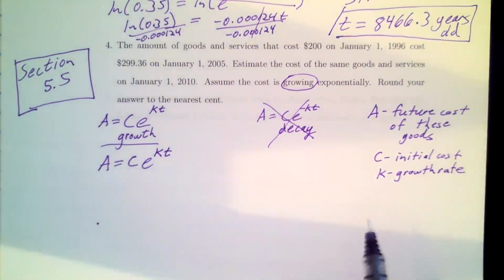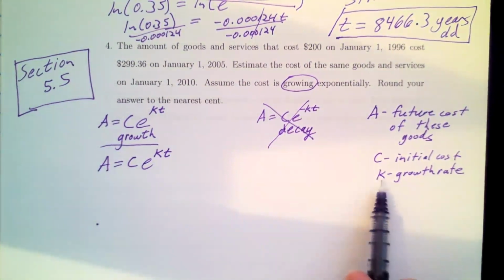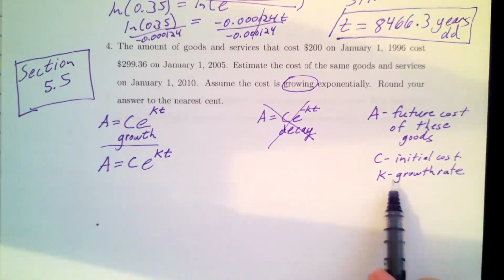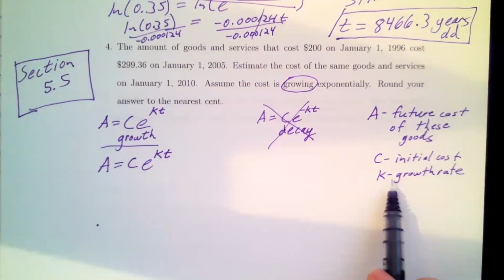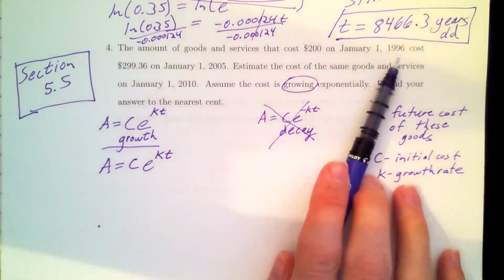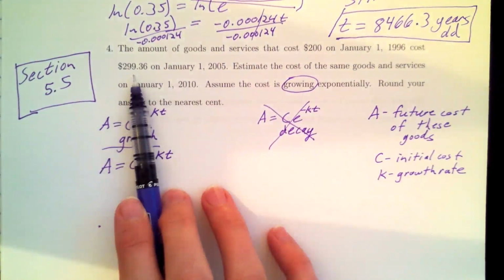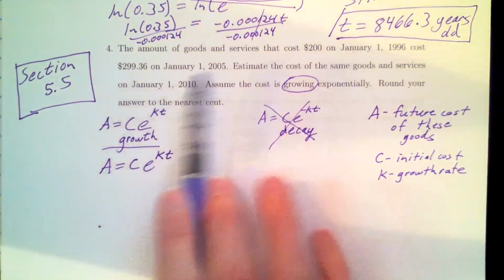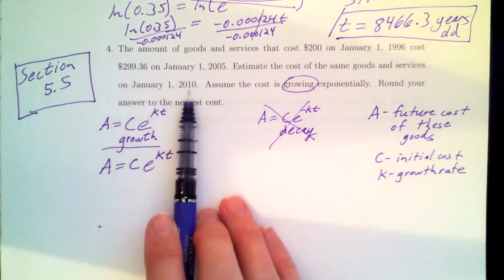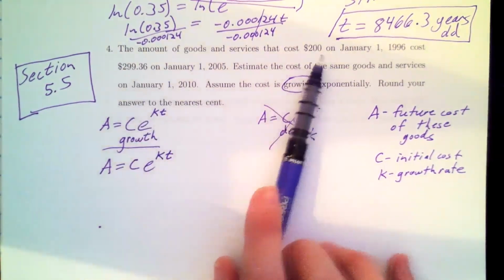Now in this problem, if we read it again carefully, we'll see that they did not give me K, the growth rate. What they gave me were data points. They said, first, these goods cost $200 in 1996, and then later on, in 2005, it cost $299.36. Based off of these two data points, they want me to predict what the cost will be in 2010. So instead of saying the growth rate is this, they gave me two data points: the price was here on this day and here on this day.